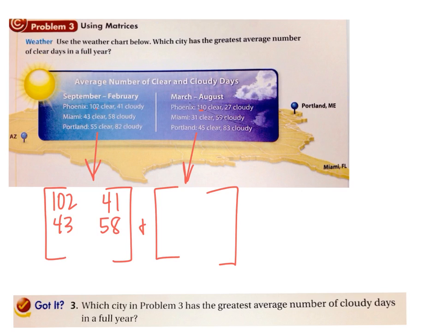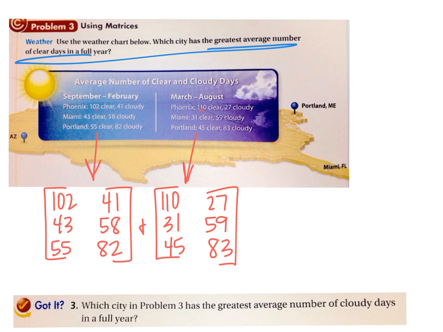And I hope you just see what I'm doing. I'm just taking the information out of the chart up there and I'm just putting it in a matrix. And what it really does is it just lets you work with the numbers without getting bogged down in all the words. And now they're asking in the full year, so we're going to have to add the 2 parts of the year together. So we're going to do 102 plus 110. That's going to be 212. 41 plus 27, that's going to be 68.